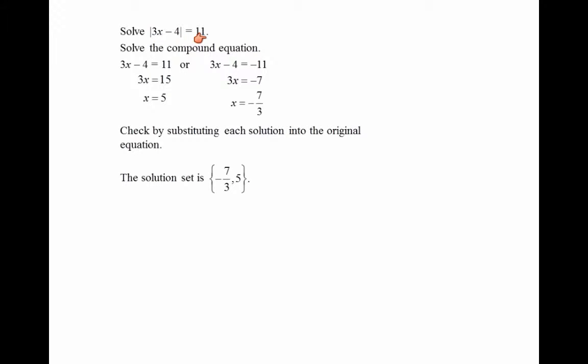Solve absolute value of 3x minus 4 is equal to 11. If the absolute value of x is equal to any number like k, x would be either plus k or x would be equal to minus k. Now, x could be an expression, like 3x minus 4. So instead of x, we have 3x minus 4 is equal to 11, or 3x minus 4 is equal to negative 11. So we just solve these individually. We find our answer, x equal to 5 or x equal to minus 7 over 3.